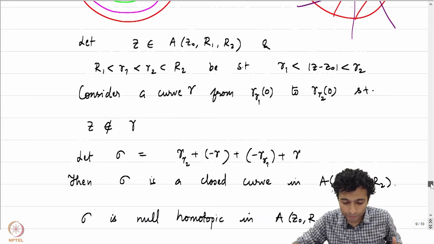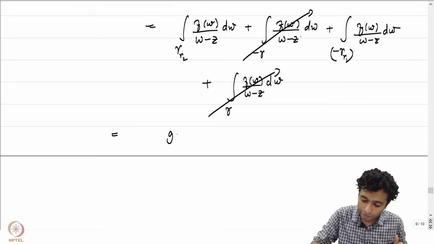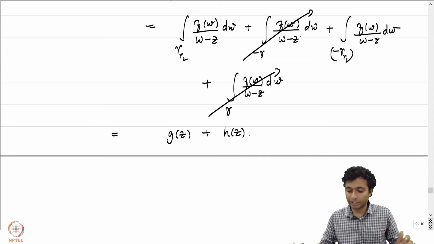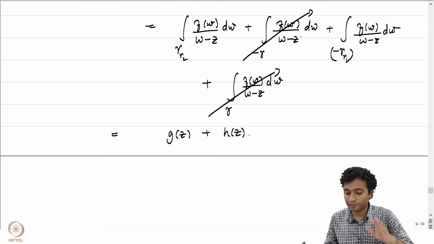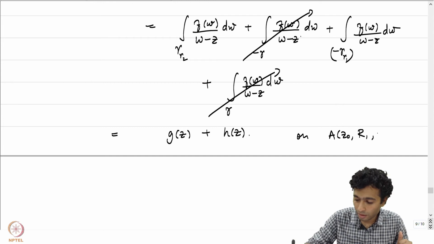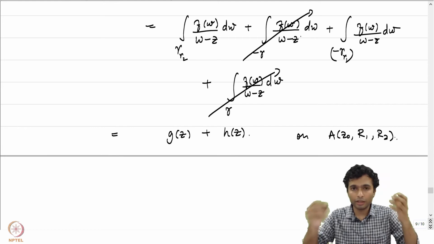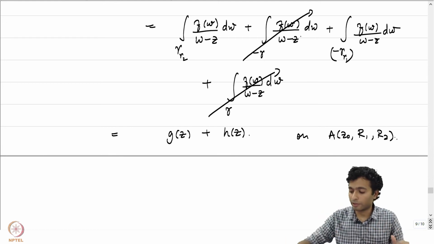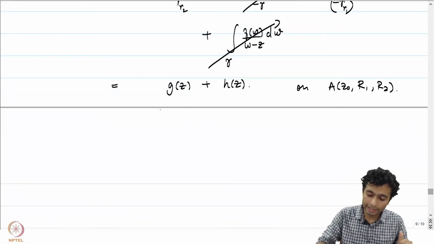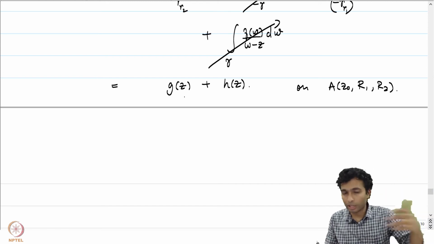Right, and if you go up, this is precisely our g of z plus h of z. I will leave you to check that this is exactly equal to g of z plus h of z on the annulus z0, R1, R2. Recall that both g and h are indeed defined on the annulus. So this is precisely what we have, and we already know that g of z can be written directly as a power series expansion in the disk D(z0, R2), capital R2.